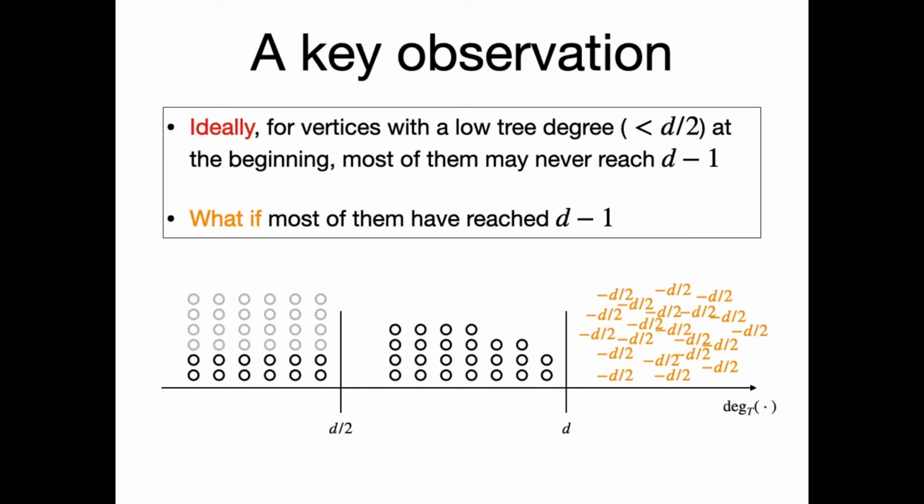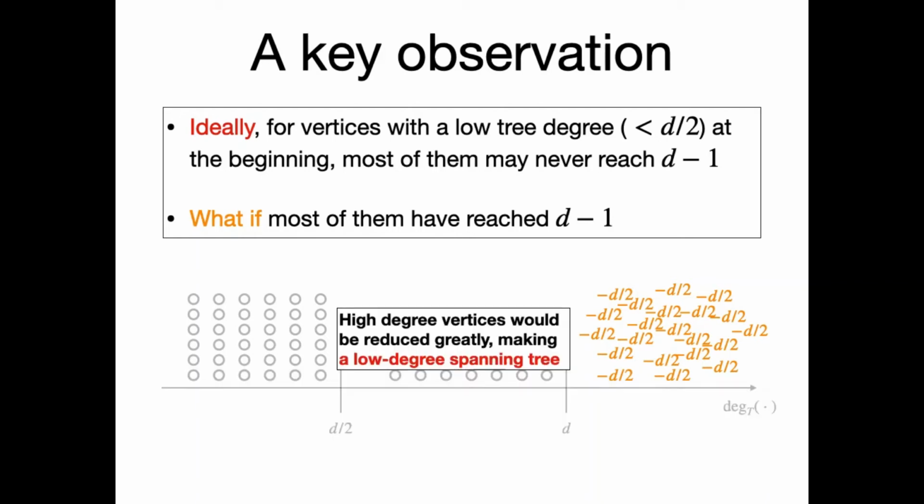If most of them reach d minus 1 as well, then the total degree of high degree vertices would be reduced significantly. And therefore, in this case, the number of high degree vertices would be reduced greatly. And so the current spanning tree would be a low degree one.